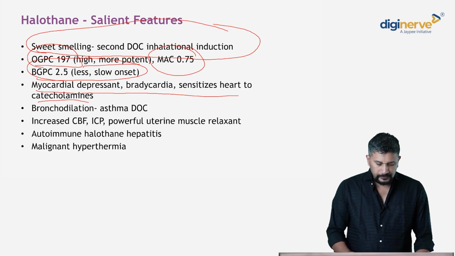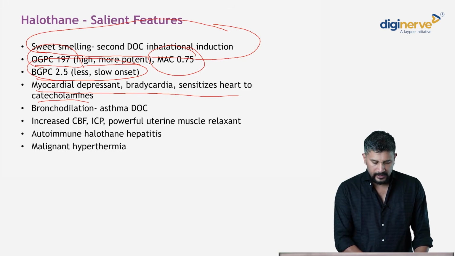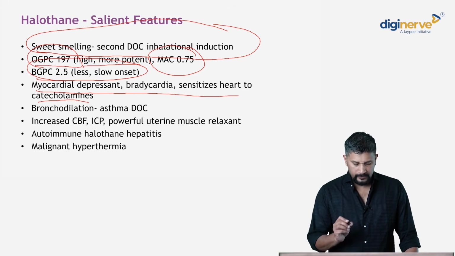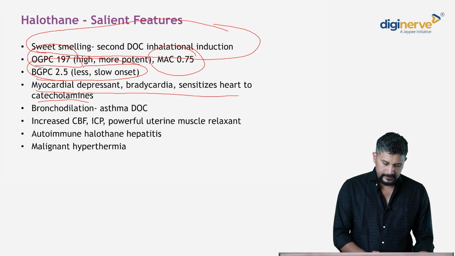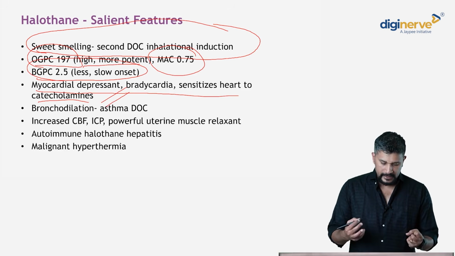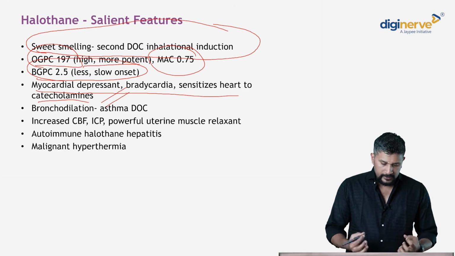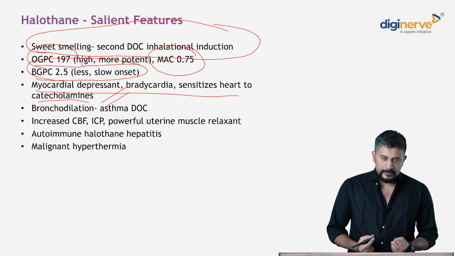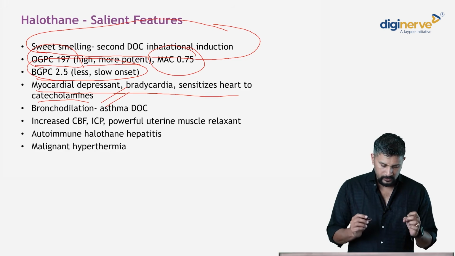On the different systems, halothane tends to be a myocardial depressant. It can lead to bradycardia, and it also sensitizes the heart to catecholamines. These are three things you need to remember as opposed to desflurane, which has a transient sympathomimetic action. Halothane tends to be a myocardial depressant. It causes bradycardia and it sensitizes the heart to catecholamines.